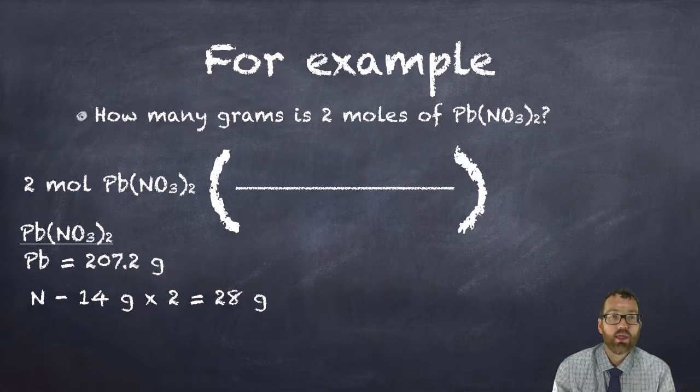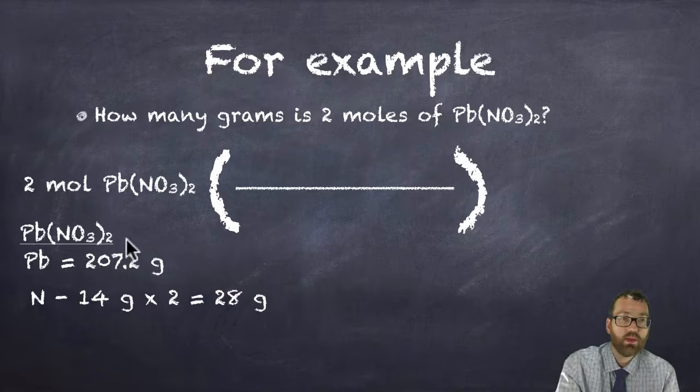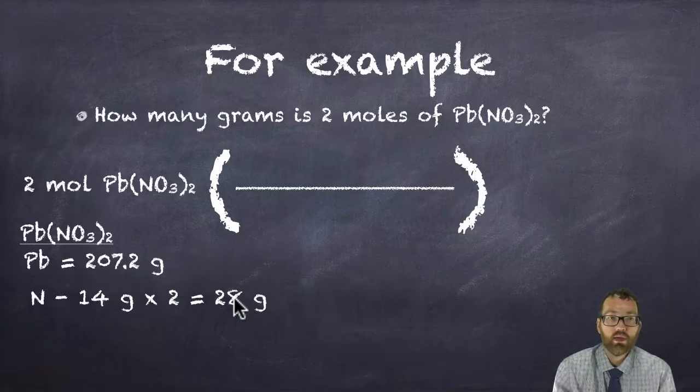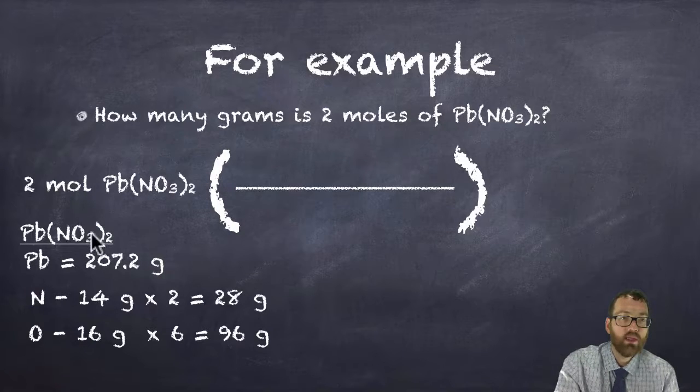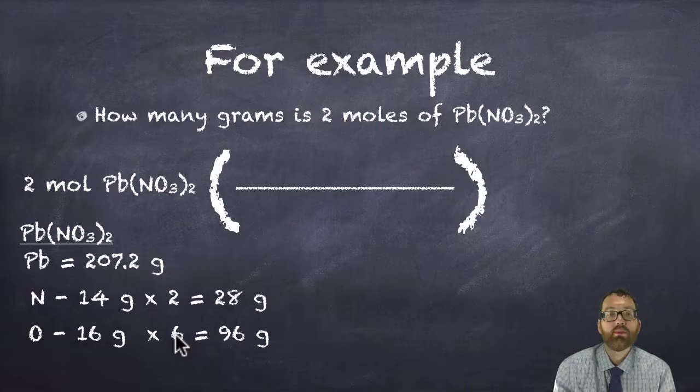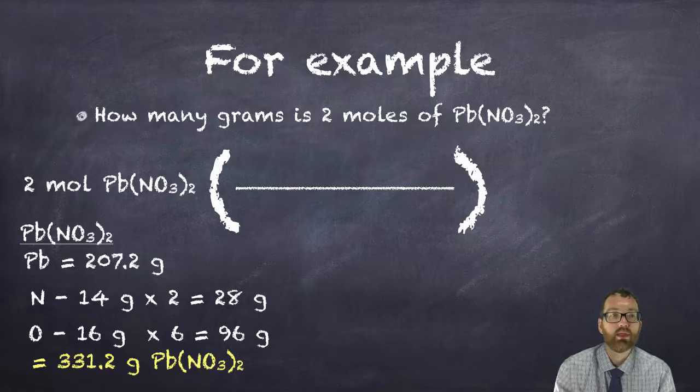Pb(NO3)2 has 2 nitrogen atoms, so this little 2 outside the parentheses means I have 2 of everything in the parentheses. So nitrogen weighs 14, but it's 14 times 2, which is 28 grams. And then I have 6 oxygen atoms. So oxygen weighs 16, and I have 3 oxygen atoms within these parentheses, but again, this little 2 on the outside acts as a multiplier. So 2 times 3 is 6 oxygen atoms. So 16 times 6 is 96. If we add all of those together, their masses will equal 331.2 grams.